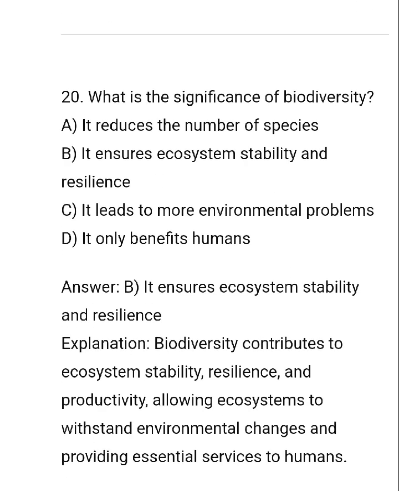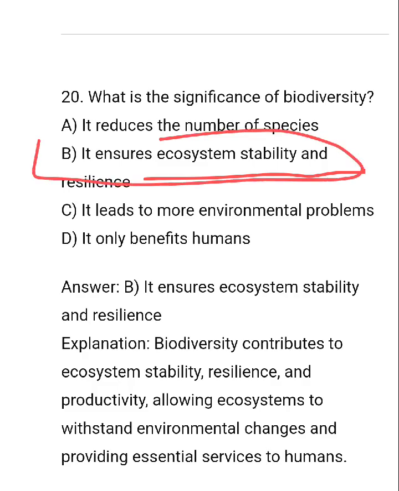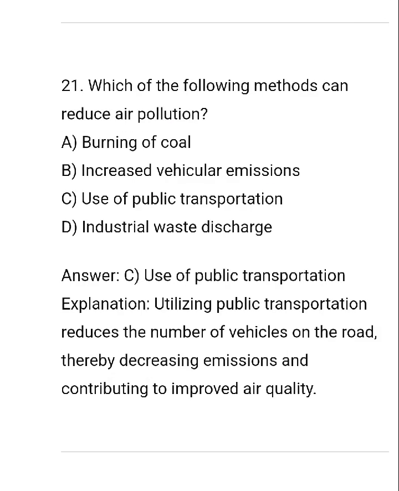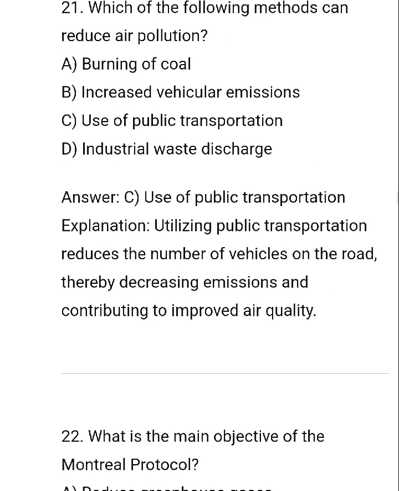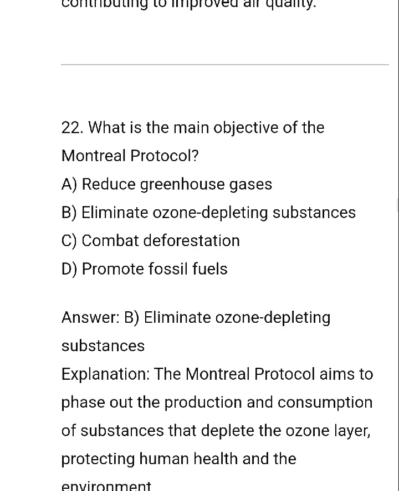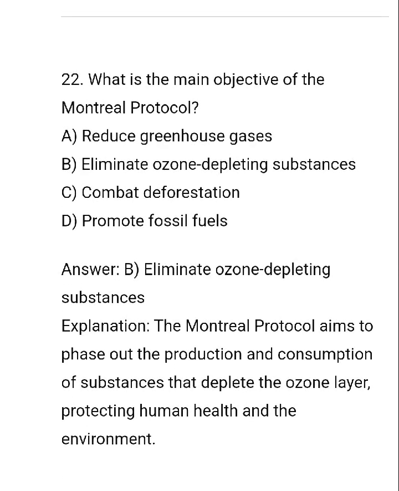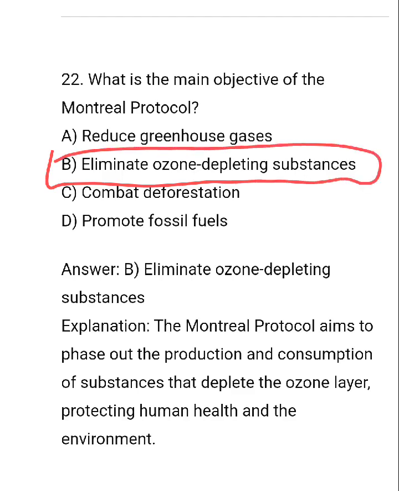What is the significance of biodiversity? So it ensures ecosystem stability and resilience. Option number B is the right one. Next is, which of the following methods can reduce air pollution? So it is option number C, use of public transportation. Next, what is the main objective of the Montreal Protocol? So its main objective is to eliminate the ozone depleting substances.